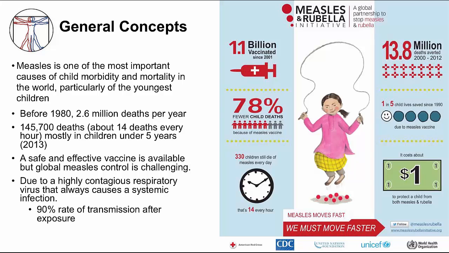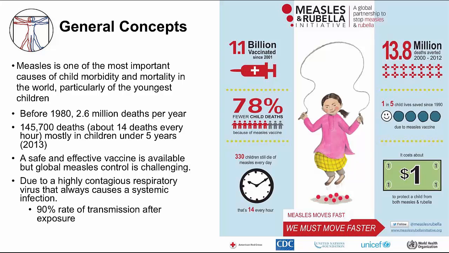With some, but not complete measles immunization globally, there are still about 145,000 deaths, that's 14 deaths an hour, of mostly young children less than 5 years old in 2013. All of these deaths can be prevented. A safe and effective vaccine is available, but not used universally throughout the world.